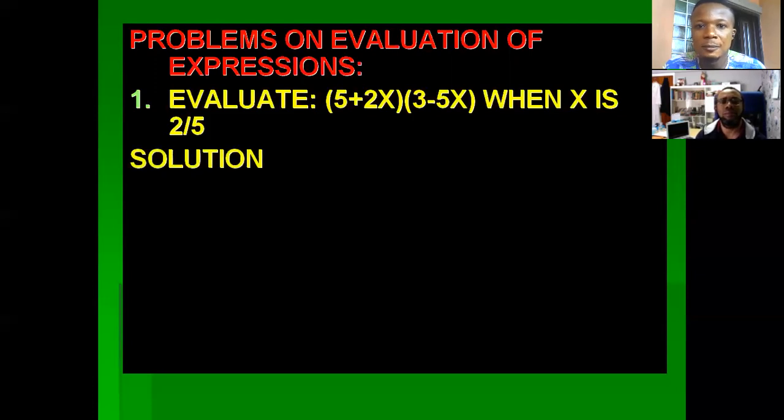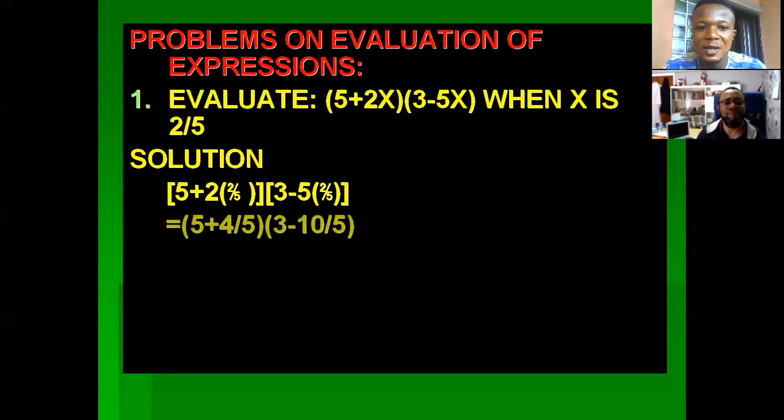So you have 5 plus 2, and immediately I see x, I replace it with 2 over 5. Again, in 3 minus 5x, I replace x again with 2 over 5. Then you come down again. The 2 here, times 2 over 5, does not multiply 5, which is the number down. It only multiplies the numerator, which is 2.